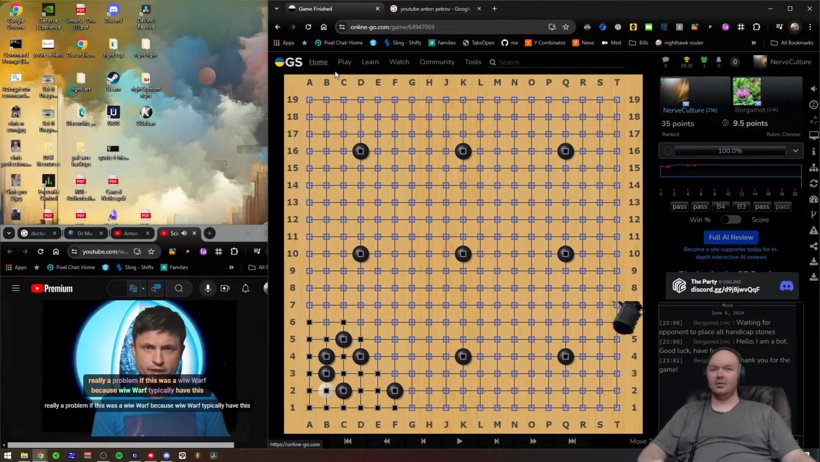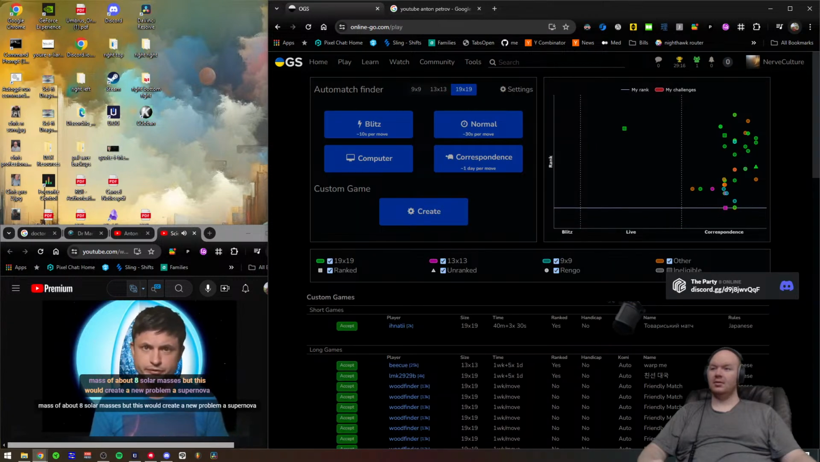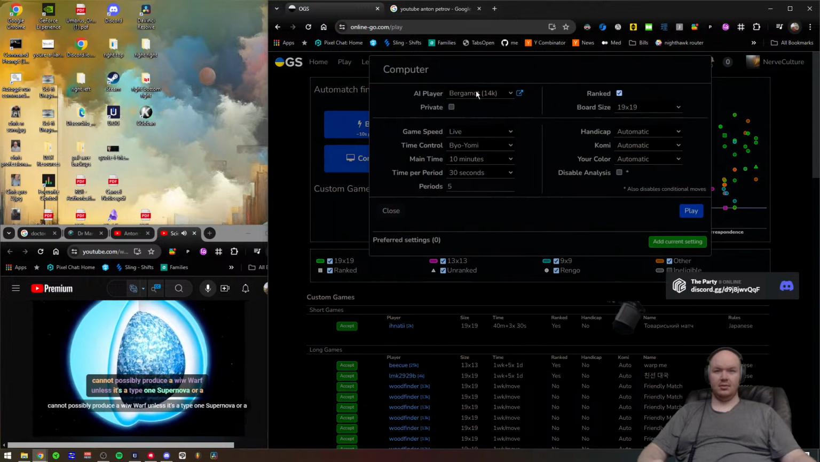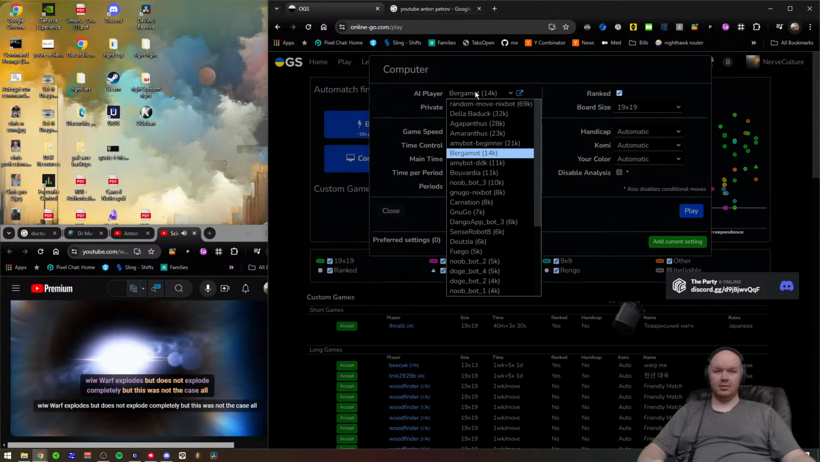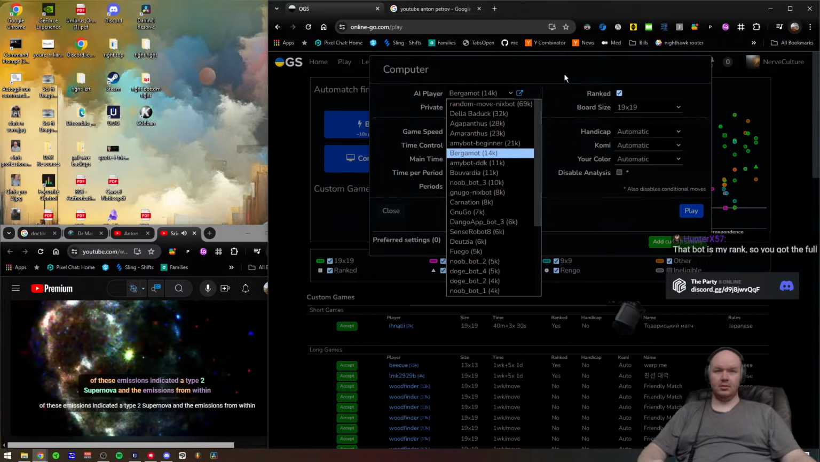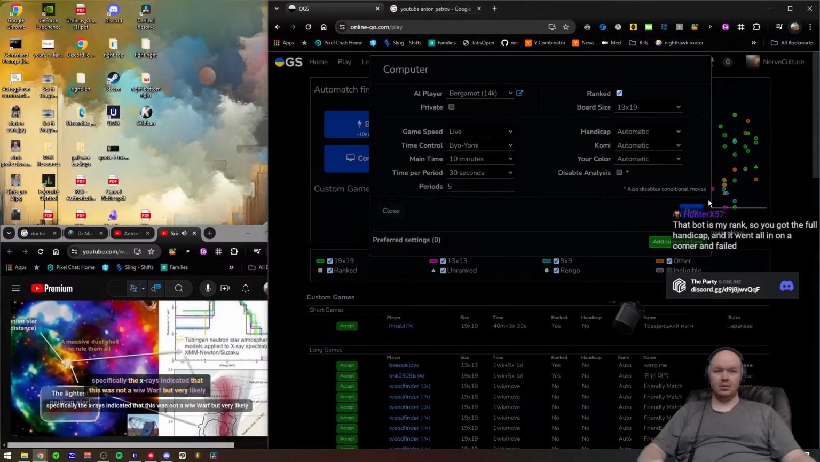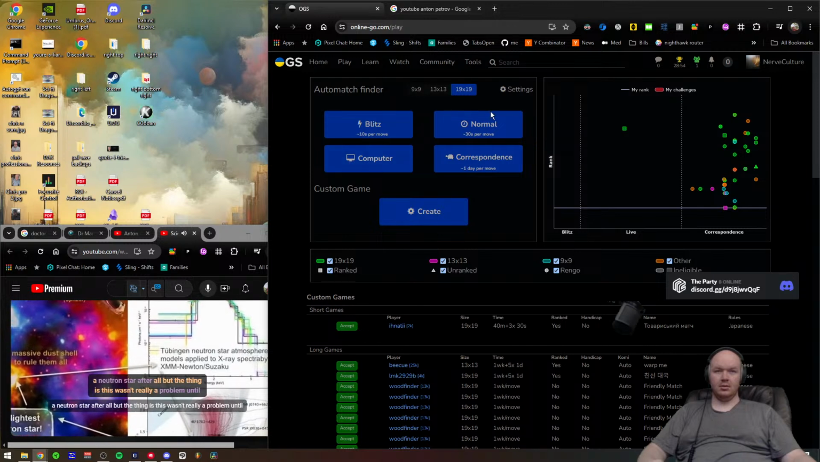It would make sense if this was a white dwarf, because white dwarfs typically have a mass of about 0.8 solar masses. But this would create a new problem. A supernova cannot possibly produce a white dwarf unless it's a type 1 supernova, where a white dwarf explodes but does not explode completely. But this was not the case. All of these emissions indicated a type 2 supernova, and the emissions from within, specifically the X-rays, indicated that this was not a white dwarf but very likely a neutron star after all.